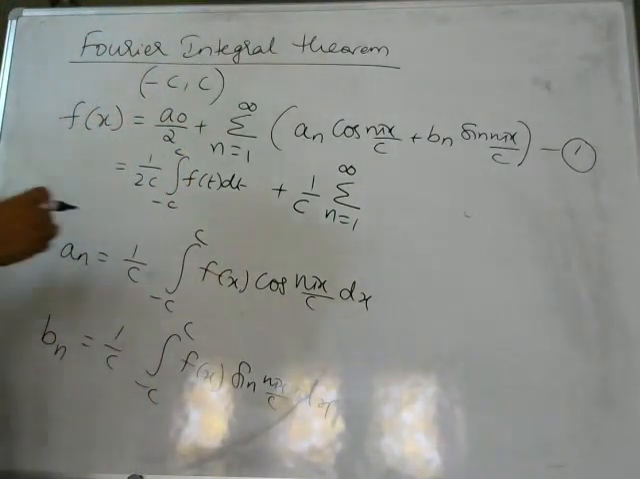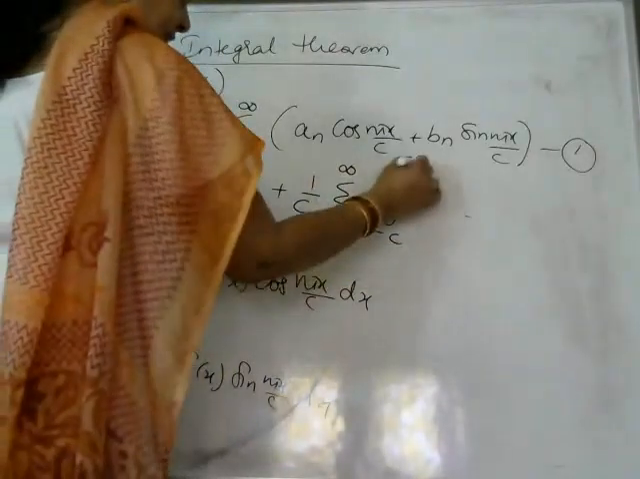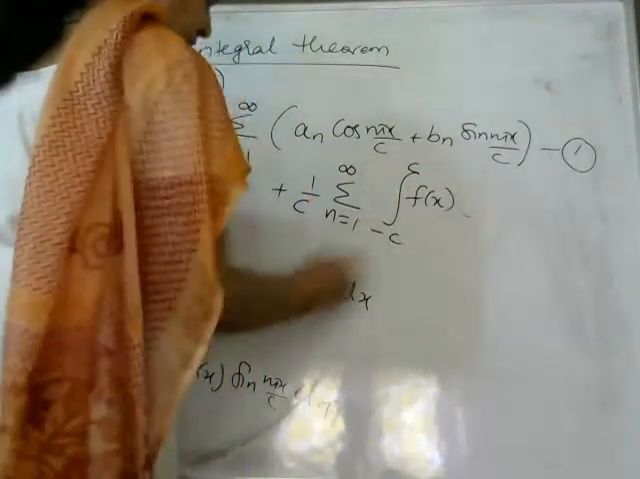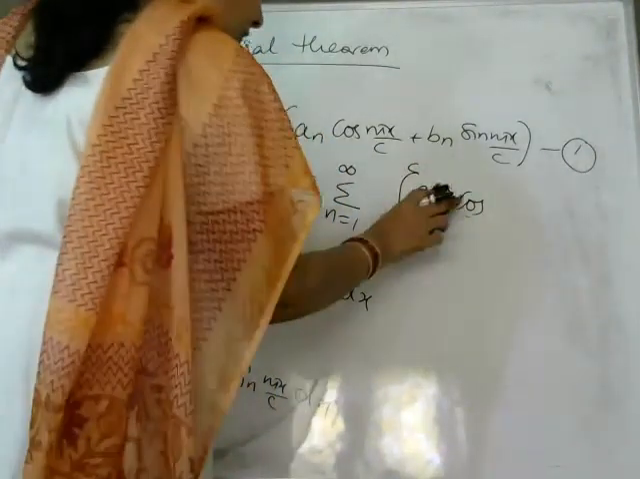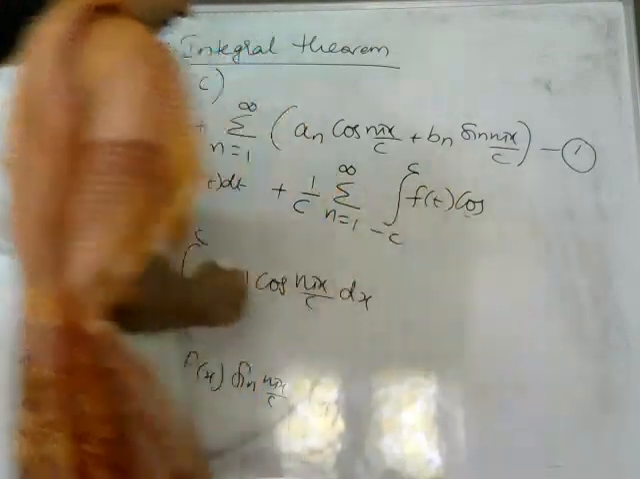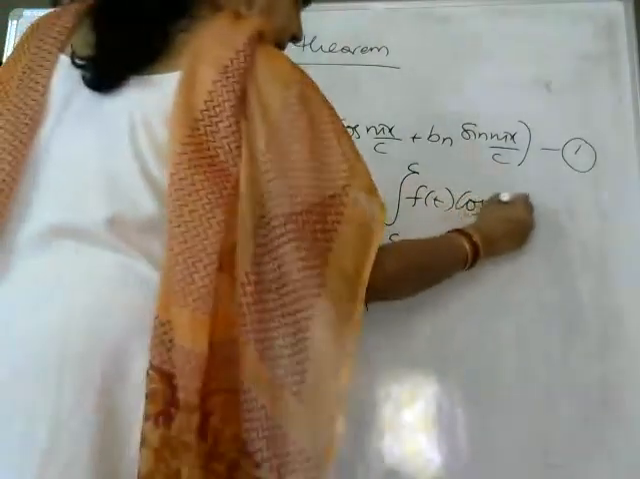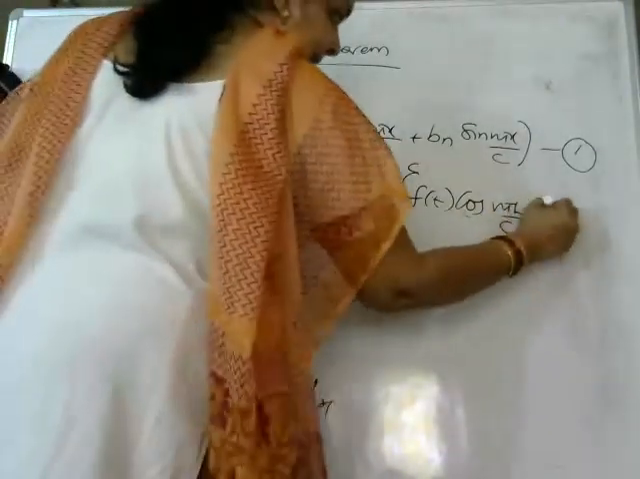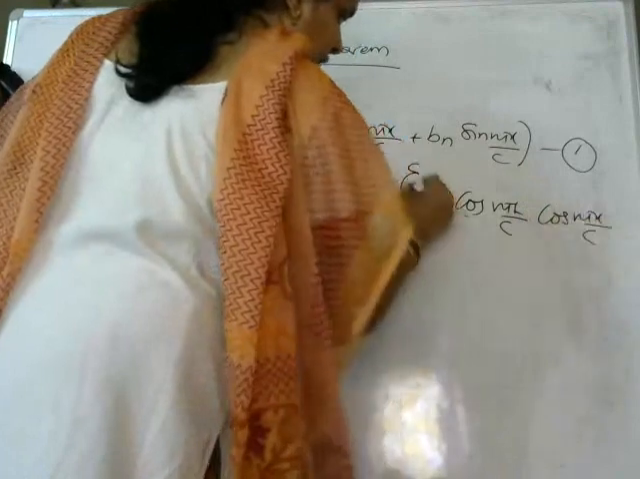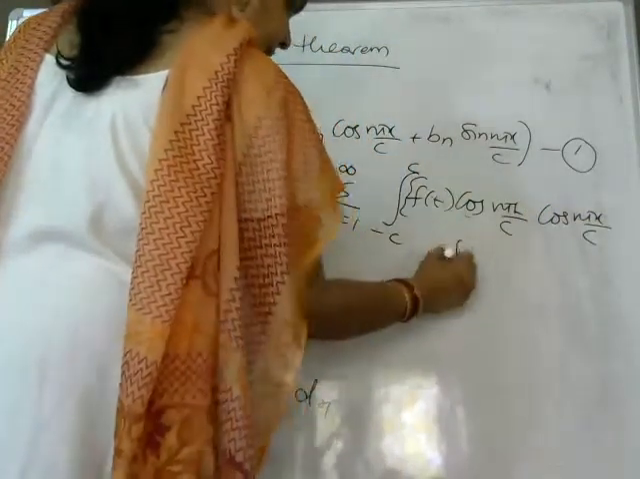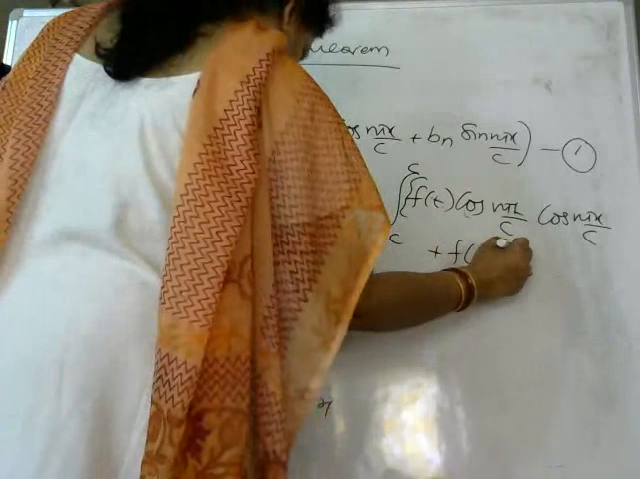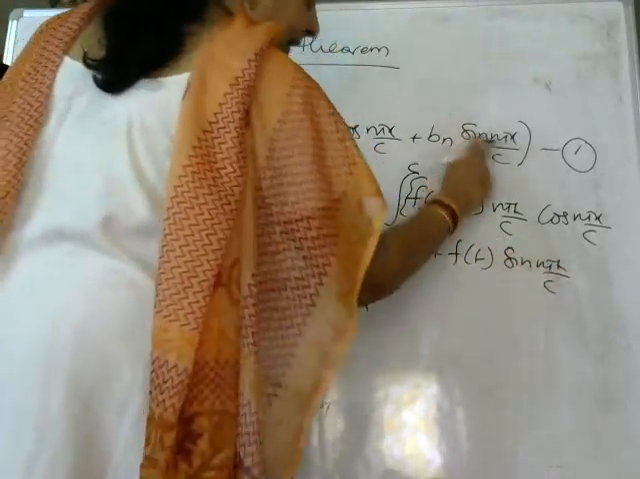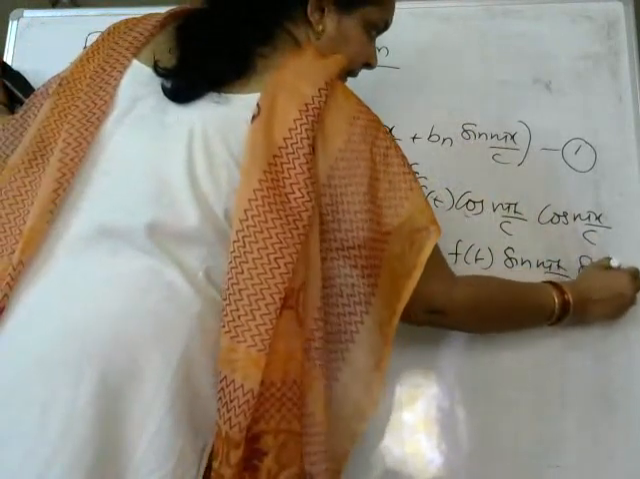And what is the value of this integral? Integral minus c to c, the function is f of t, because we are writing in the form of x over t over here, cos n pi t by c. This is an, into cos n pi x by c. I will join both the terms plus bn value: f of t sin n pi t by c, this is bn, into sin n pi x by c, which we already have in the function.